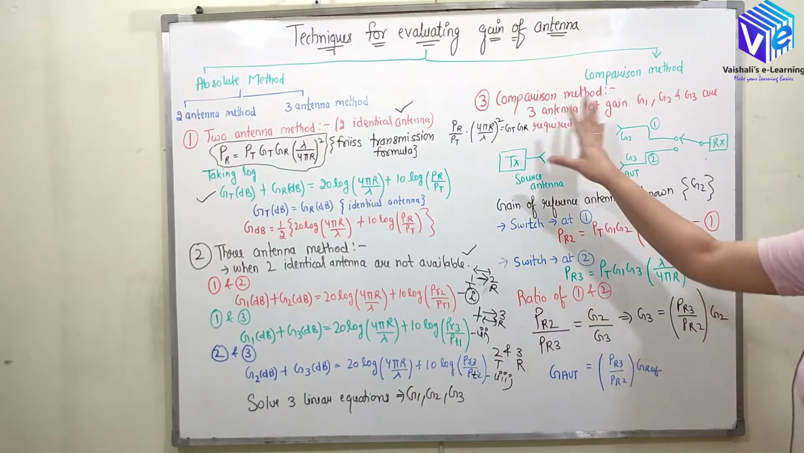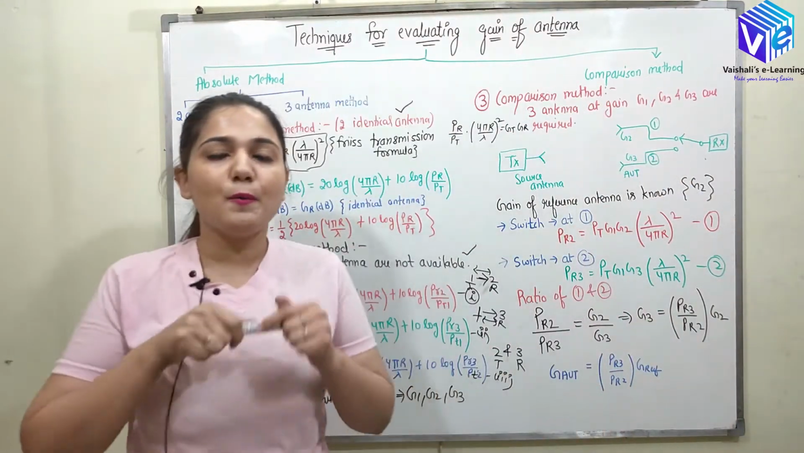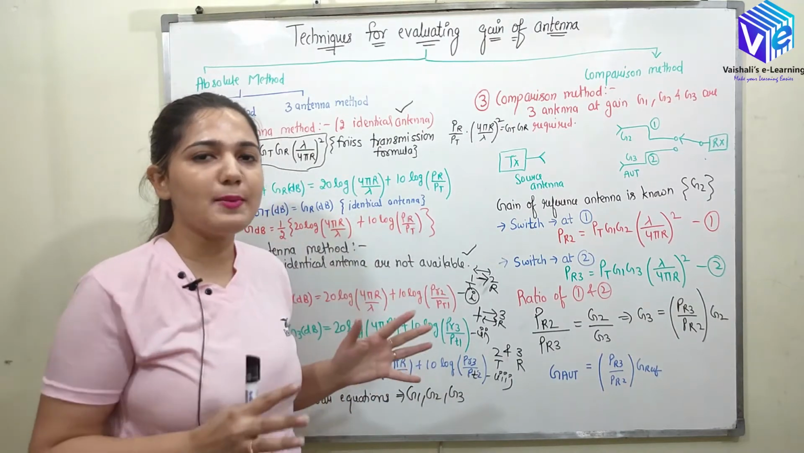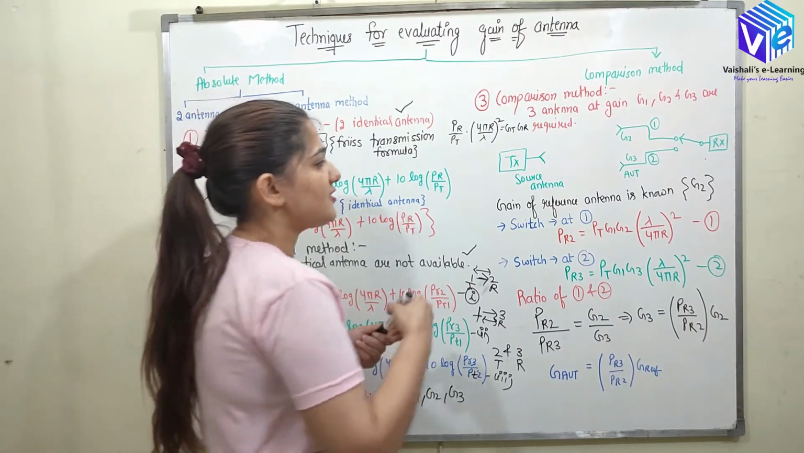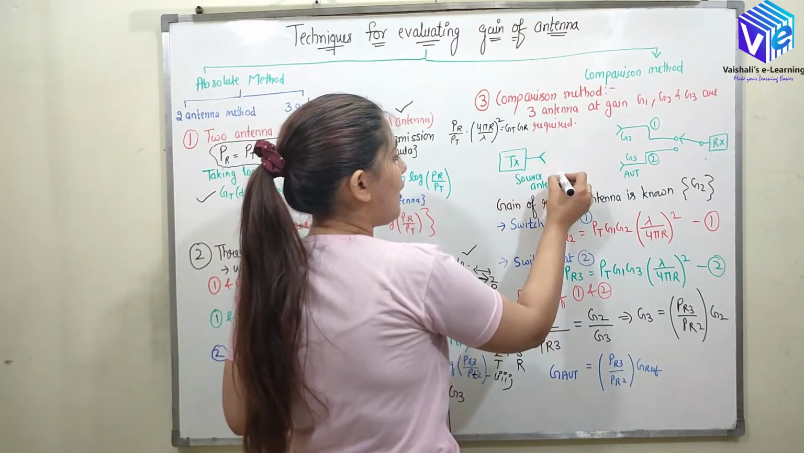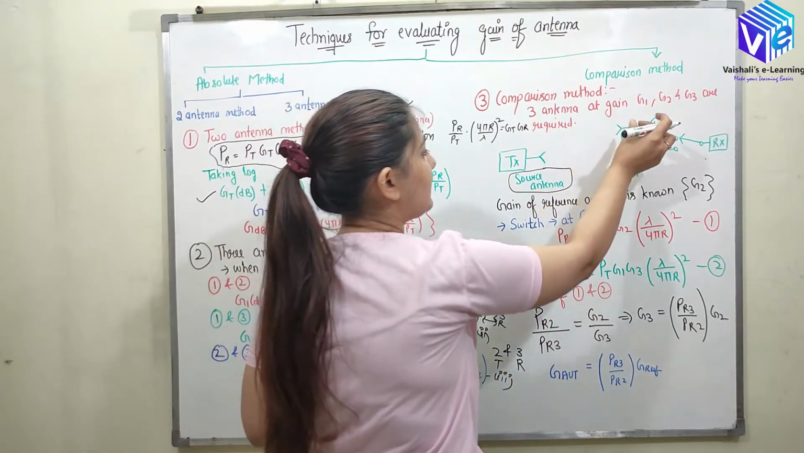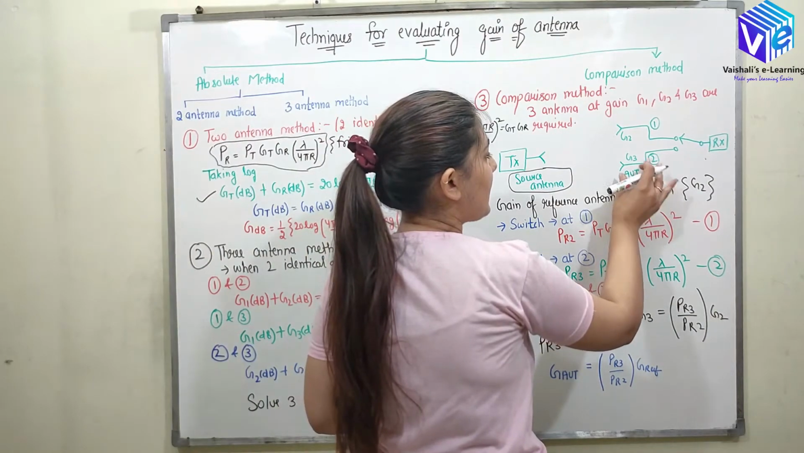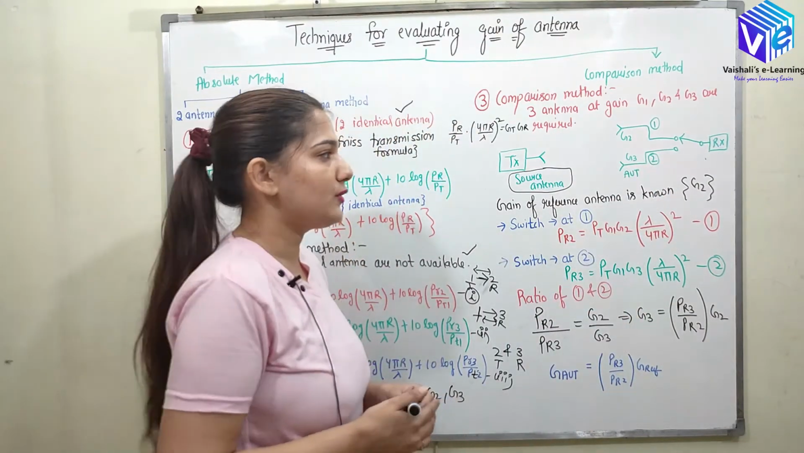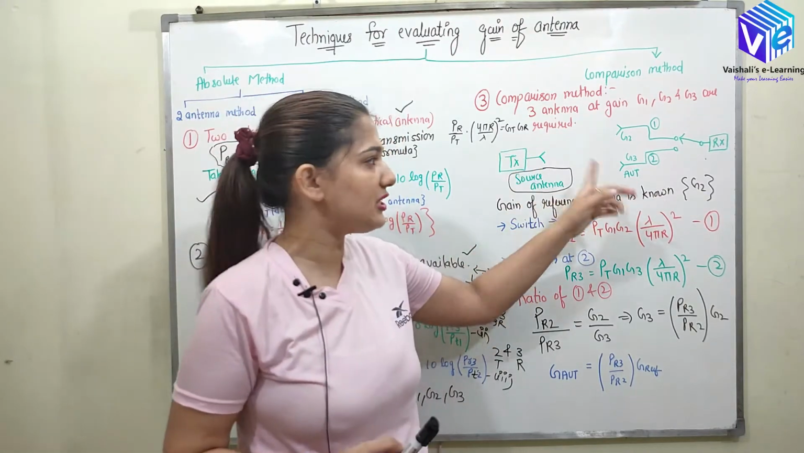So now coming to the comparison method. In the comparison method, we are taking the system in such a manner that I know the gain of the reference antenna. So this is my transmitting antenna, or I can call it the source antenna, right? Here we will be having G2 and here we will be having the antenna under test or G3. So the gain of G3, I don't know. I have to find out the gain G3.